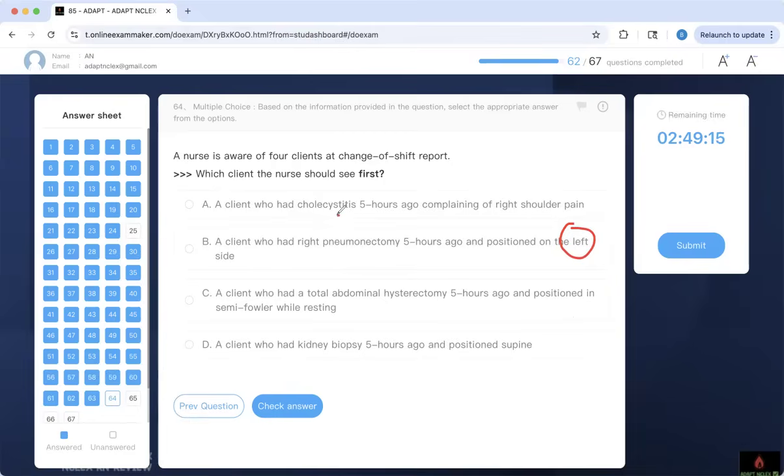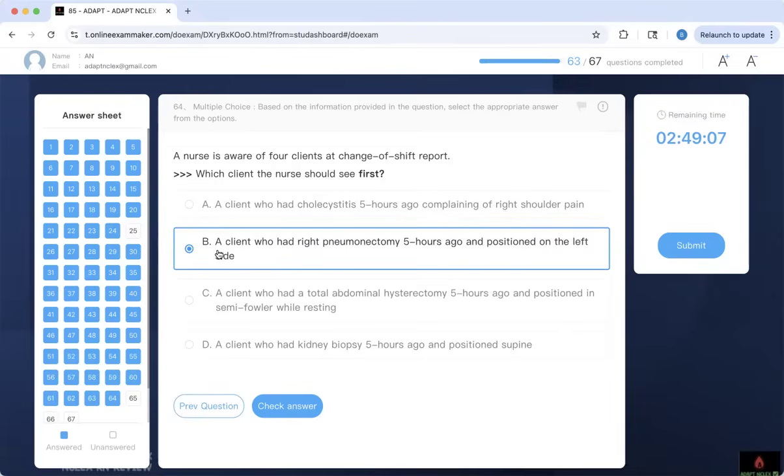If you have cholecystectomy, you're going to have right shoulder pain. Therefore, number 2 is the right answer. It's very, very important that if you have pneumonectomy, where they remove the whole lung, don't place them on that side. If you remove half of the lung, place them on the unaffected side. But if you remove all of it, place them on the affected side.